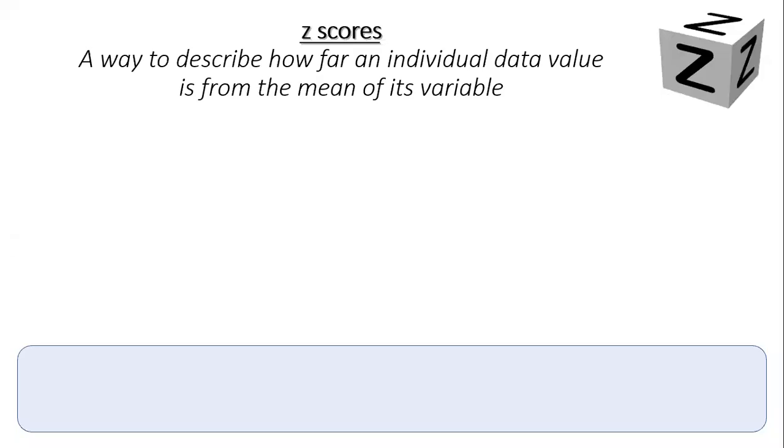So now we have 3 important measures of spread that we've taken a look at: the range, the interquartile range, and the standard deviation. One final topic that we want to talk about here from section 2.3 are things called Z-scores. Z-scores give us a way to describe how far a data value is from the mean of its variable by using the standard deviation as kind of a yardstick.